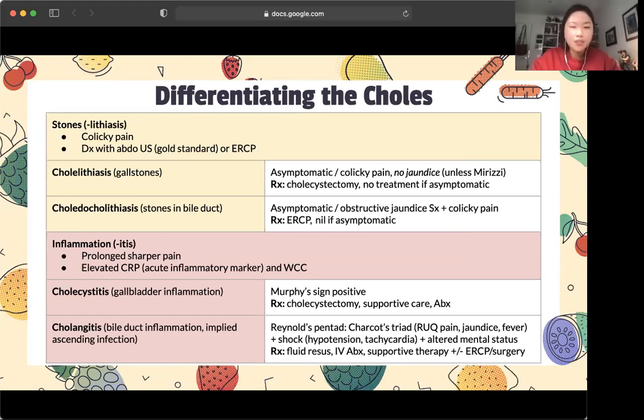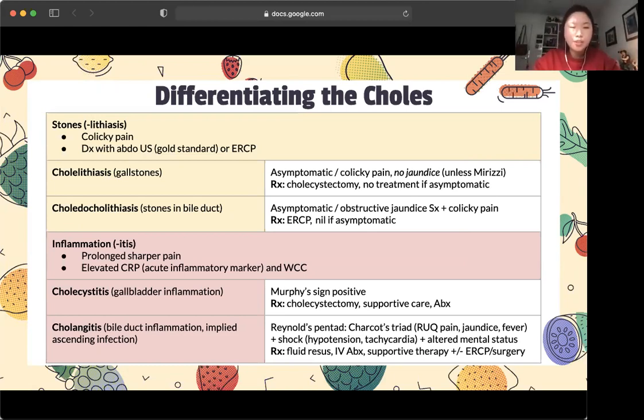And then we have cholangitis, which is basically your bad one. We don't like this. So that's bile duct inflammation. And generally it's ascending cholangitis. You can get descending, which is where it comes from the liver. However, not as common, very, very much so. It's always going to be ascending cholangitis.